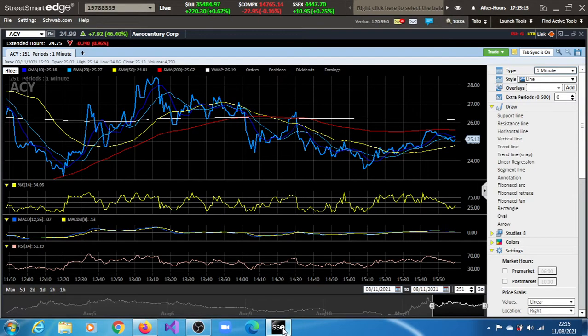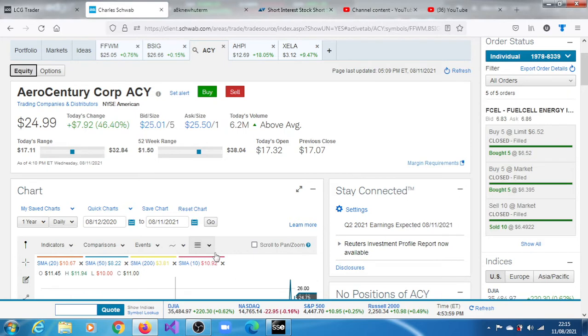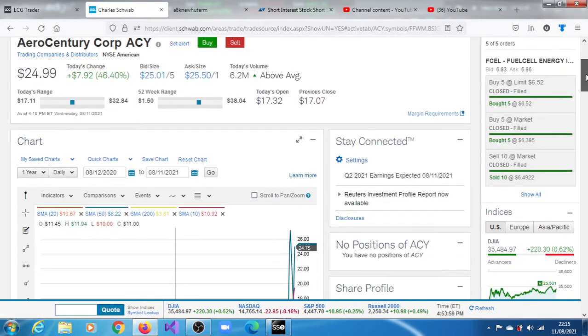Short squeeze stocks to watch. So the first one is ACY stock, the other one is AHPI stock, and the last one is XELA stock. So this first one is Aerocentury Corp.